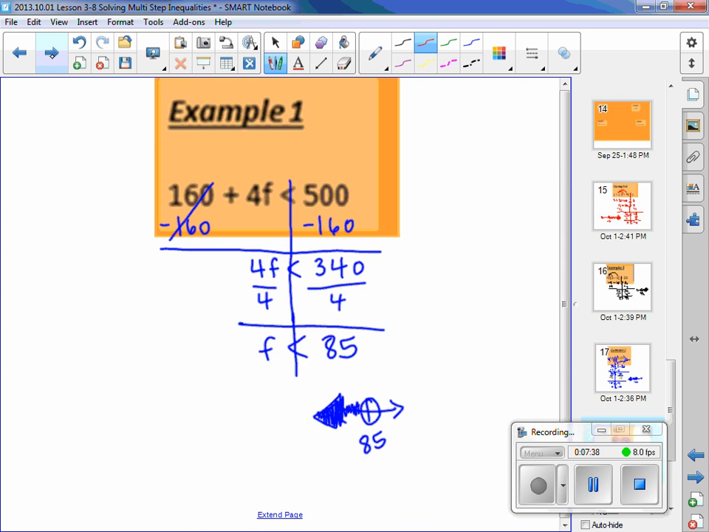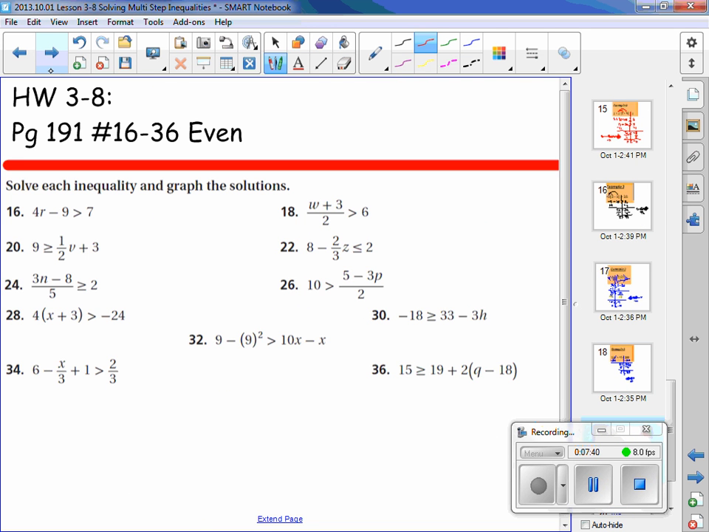All right, so tonight's homework, you need to get out your journal and write this down real quick. We only have about 3 minutes left. Homework 3.8 is on page 191, and it's problems 16 through 36 even.